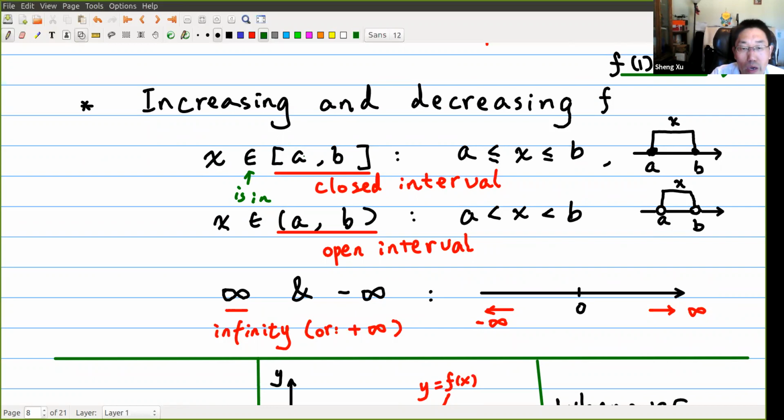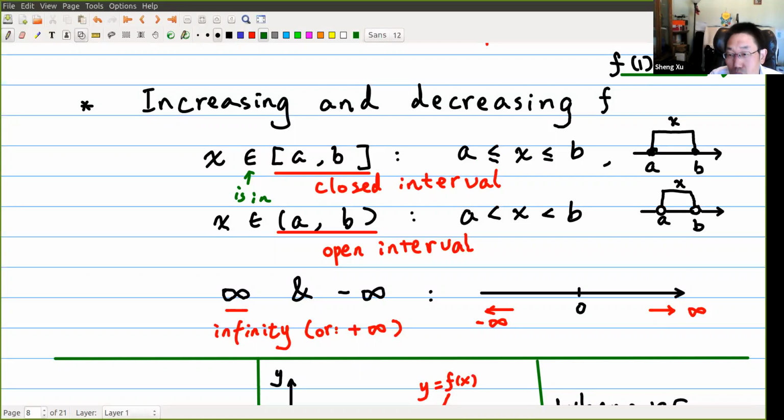From A to B, comma B. What does that mean? That means X is greater than or equal to A and less than or equal to B, including A and B, because I use the square brackets, okay? In other words, on a number line, between A and B, X will take any value between A and B, including A and B.